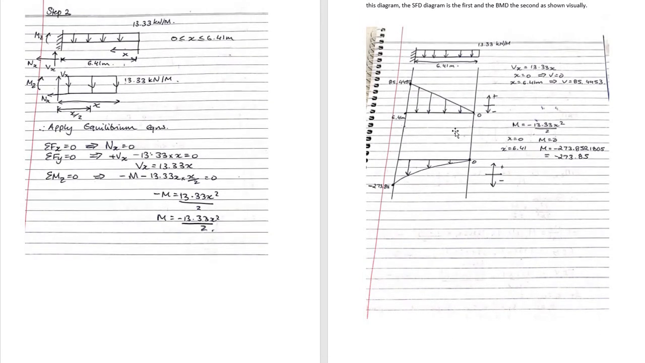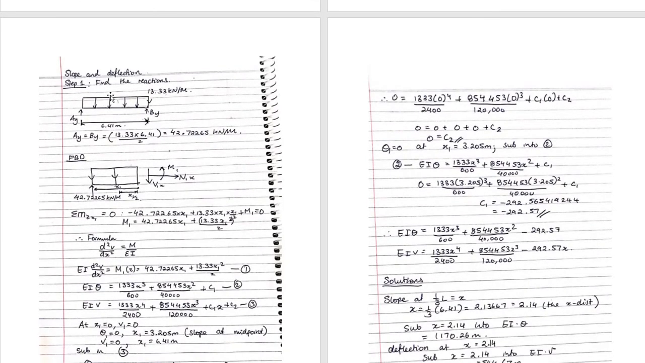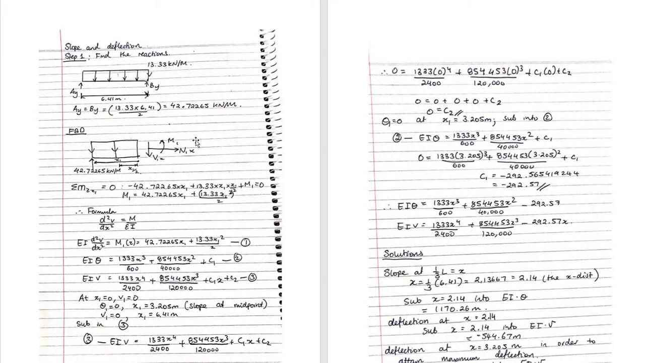As a result, I was able to find the maximum value for each of the cases. For the shear force diagram, the maximum value was found to be 85.4453. In the second case, the bending moment diagram, the minimum value was found to be minus 273.85. Going on with this task, the next part was to determine the slope and deflection, and as you can see, these calculations were made in terms of finding the reactions.